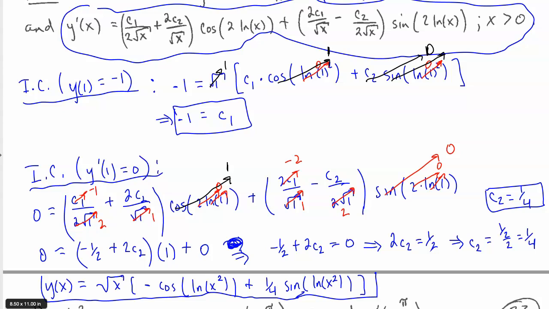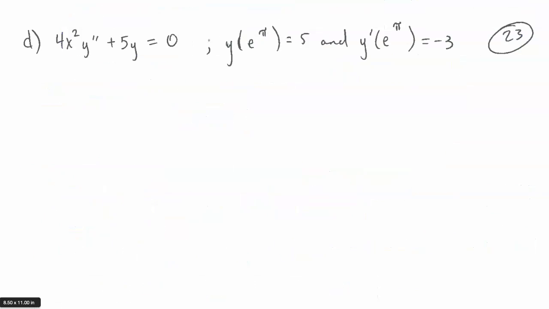All right, so let's move on to our last example. Oh, and I forgot to write here that, of course, x is going to be greater than 0, again because of that square root of x. All right, so now let's move on to our last example.